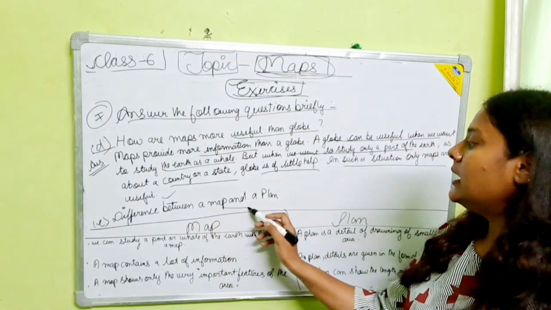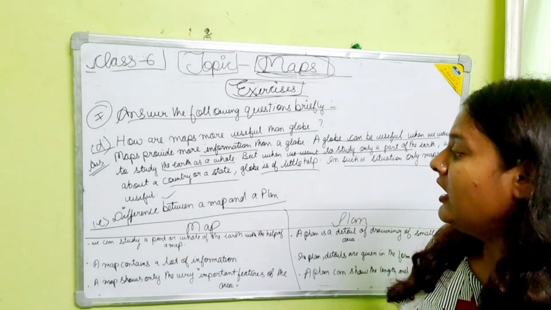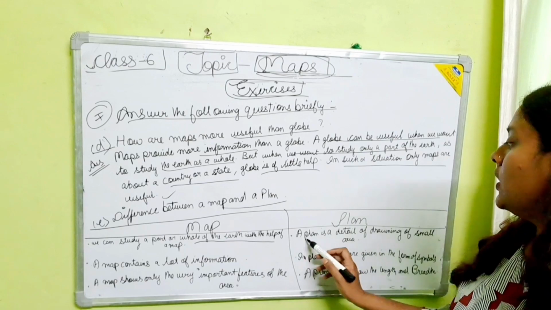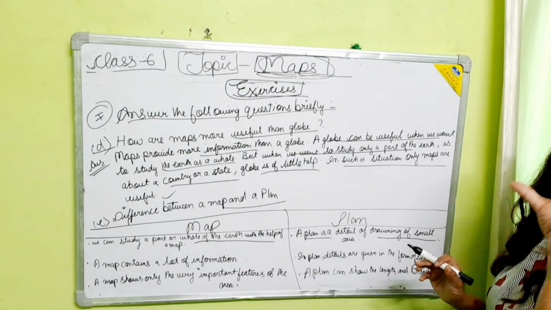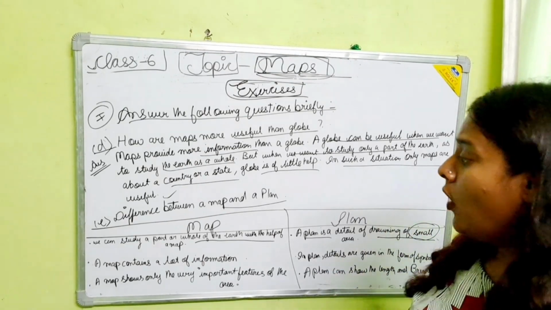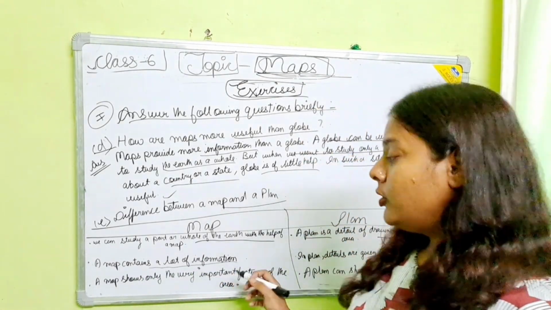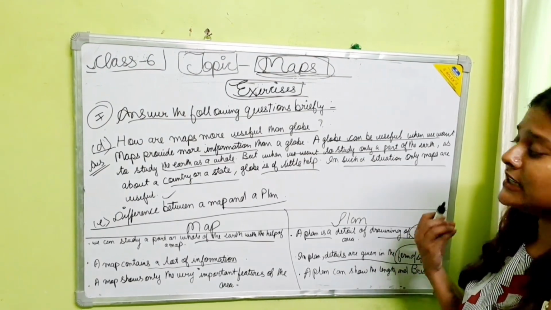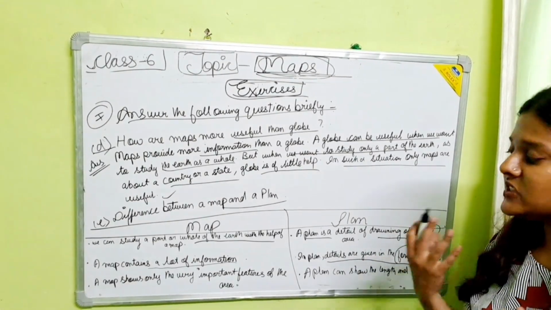Now, the difference between a map and a plan. We can study a part or the whole of the earth with the help of a map. As all of us know, a plan is a detailed drawing of a small area. Small area means a country or a continent. Now, a map contains a lot of information, whereas in this, symbols are used. Information or details in a plan are given in the form of symbols.